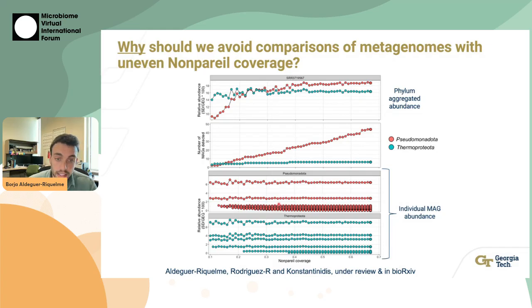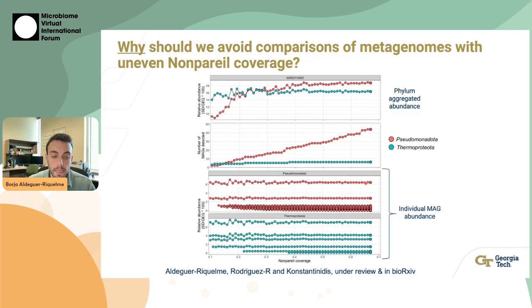And I can say that this is not due to an increase in the relative abundance of individual MACs, because this is specifically what I'm showing you here in the third and fourth panel for the Pseudomonadota and the Thermoproteota. Each line here represents one MAC at different non-parallel coverage, and as you can see, as far as we are able to detect the MAC, the relative abundance is reliable, it's stable, and we can use it to compare between different samples.